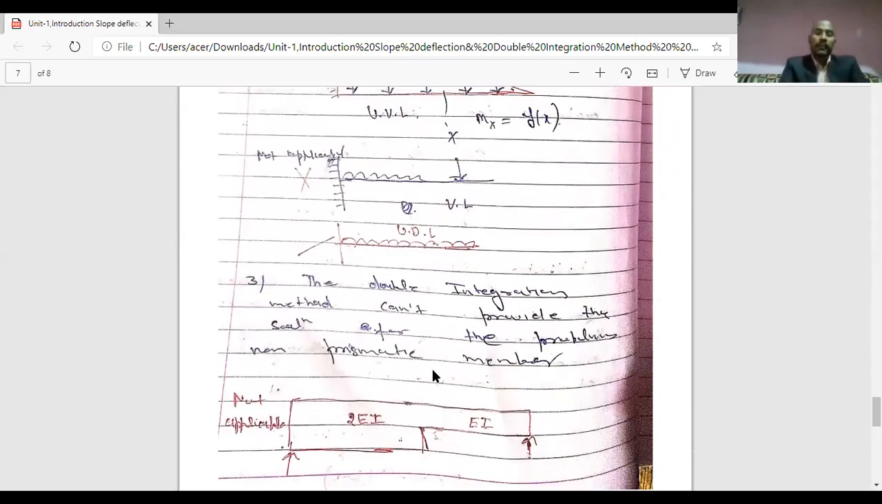Once again I repeat, those students who do not know about bending moment, come with more and more practice with bending moment, and after that we will solve questions.